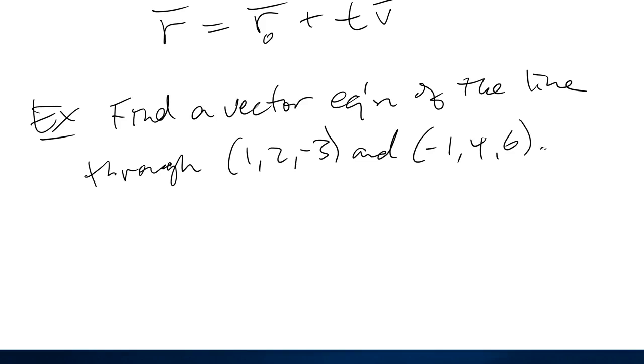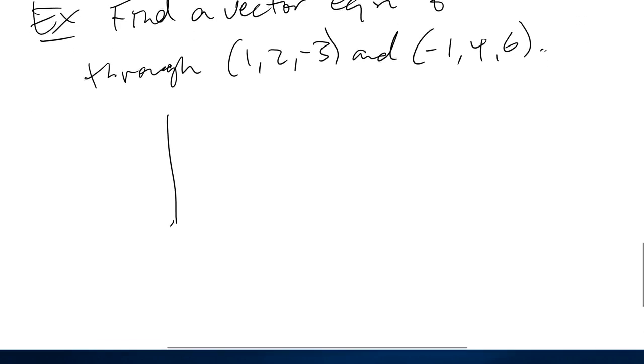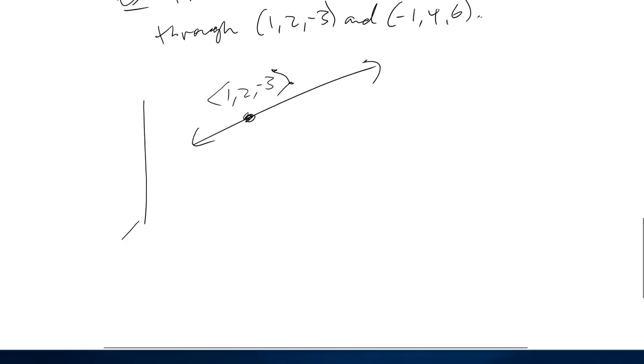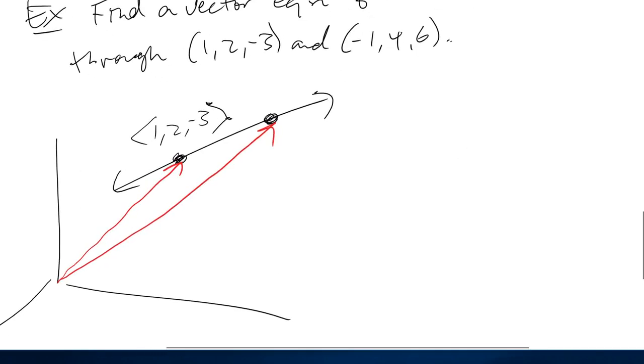Okay. So you have some random line in space. I don't know where these points are. Actually, let me not draw the axes. Let me just draw the line. So you have a vector that ends up at (1, 2, -3). Let me go ahead and draw that. Somewhere in space, there's a line, and then you have a vector that ends up at the other point, and that other point is (-1, 4, 6).